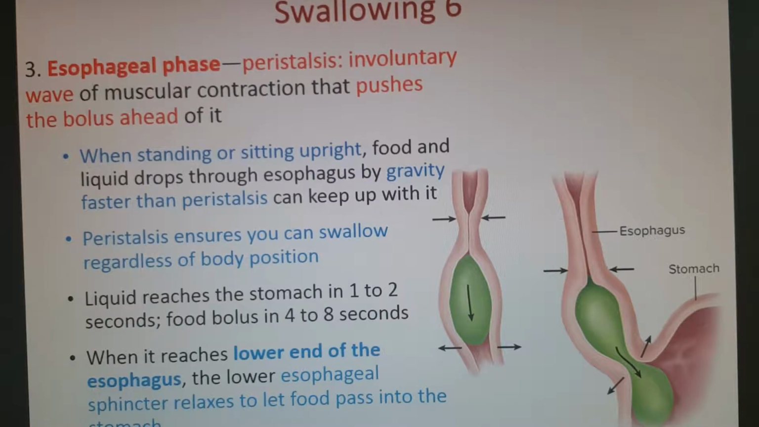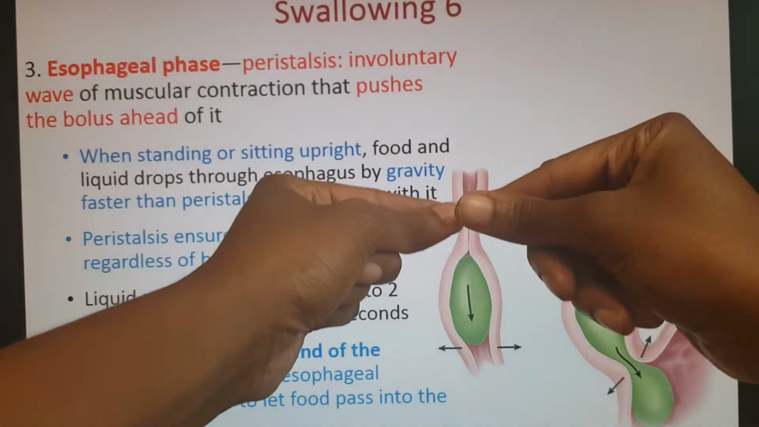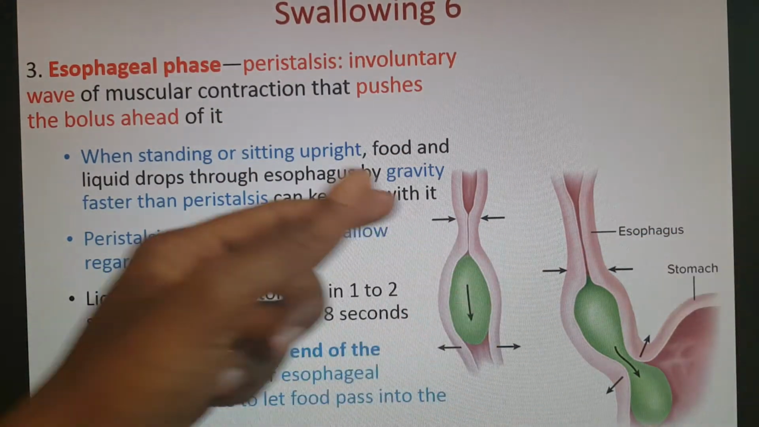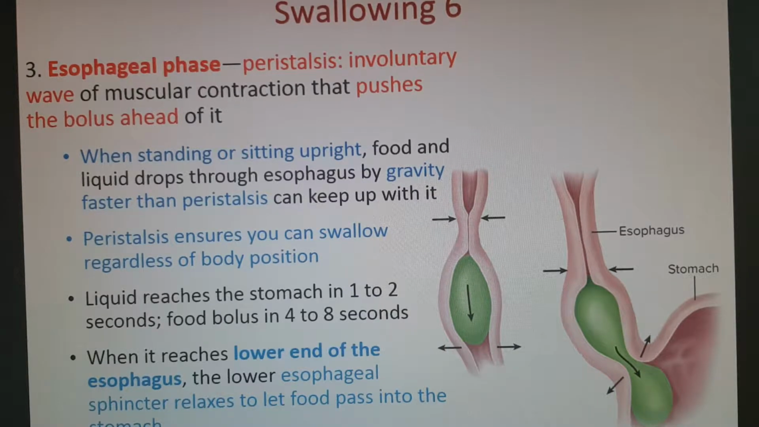Your last phase is completely in the esophagus. This is also called your esophageal phase. It is marked by a type of movement called peristalsis. This is an involuntary wave of muscle contractions where the muscles squeeze and push the bolus down into the stomach. This also helps, for example, patients who are lying down and close to completely flat. It helps them to be able to swallow regardless of body position. So even if they're laying back, they're still able to eat and still be able to rest.